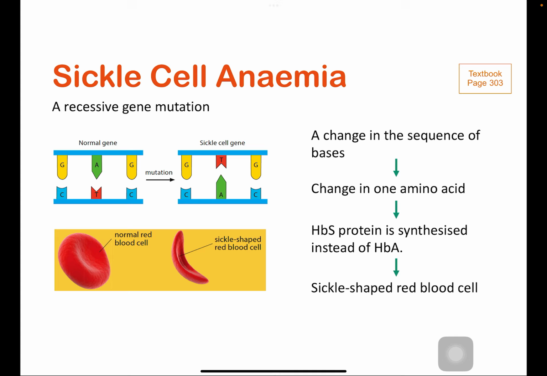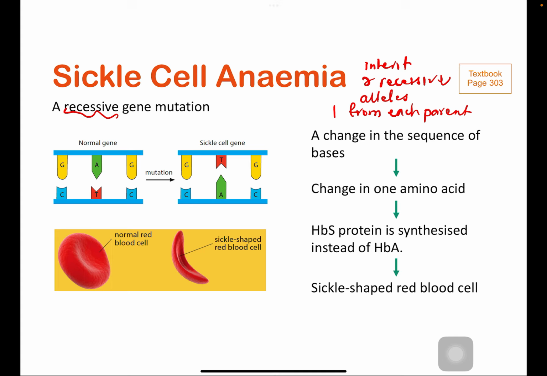So it's also a recessive gene mutation. Alright, so what does that mean? In order to get sickle cell anemia, a person has to inherit 2 recessive alleles, 1 from each parent, in order to suffer from this condition.